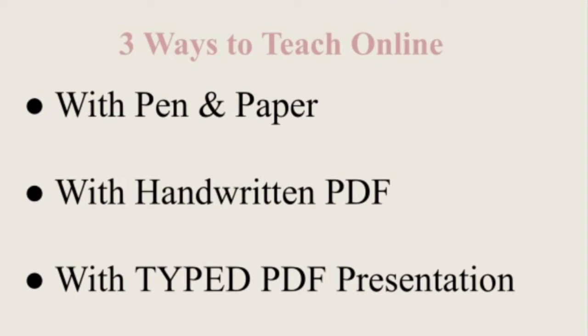The first way to teach online is with pen and paper. You can use a notebook for writing, and you can make use of a pen. At the same time, you can write on the book by opening your back camera. Students can see everything you are writing at that time. It is good if you are teaching 3 to 4 students at a time.